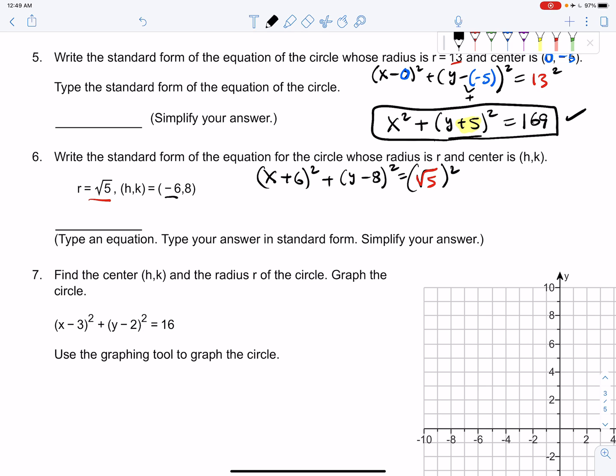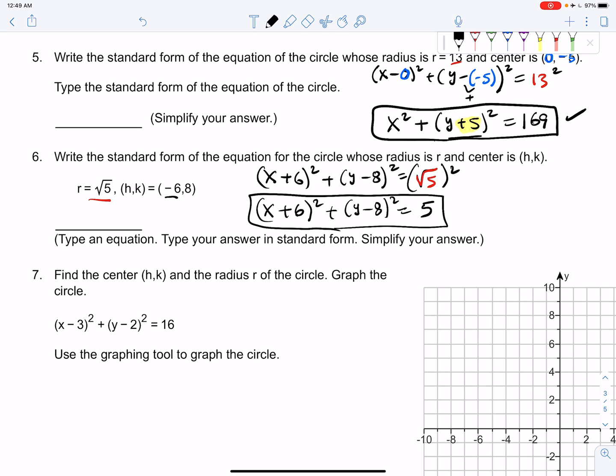So what's the final answer? X plus 6 quantity squared plus y minus 8 quantity squared. And when we square root, they undo each other, leaving us just with a 5. Okay, so there is our answer. See if I can put a box around it.